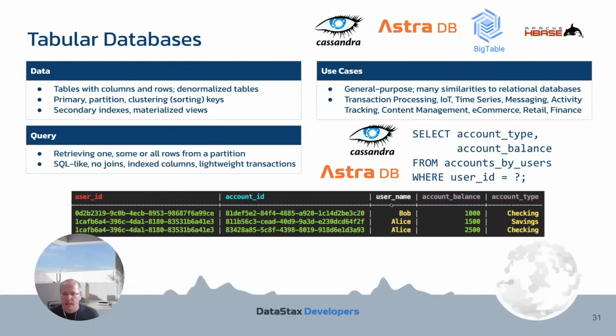We didn't retrieve it, just smaller. But then there is also account ID, account balance, and an account type. So all this information is stored in one table. This is how we can retrieve information for just one specific user ID: select account type, account balance from accounts by users where user ID equals something. So given a user ID, we can retrieve all information about all accounts for that user.